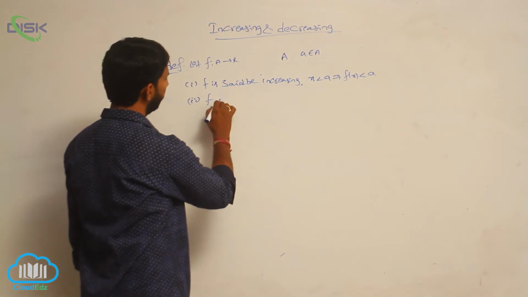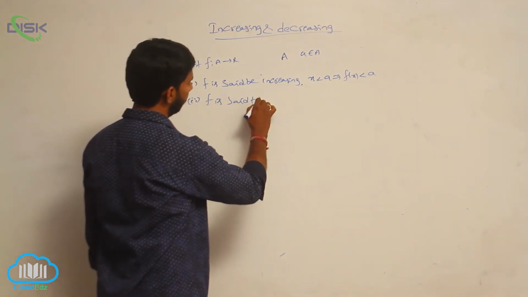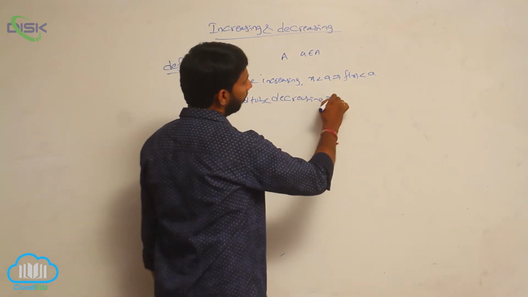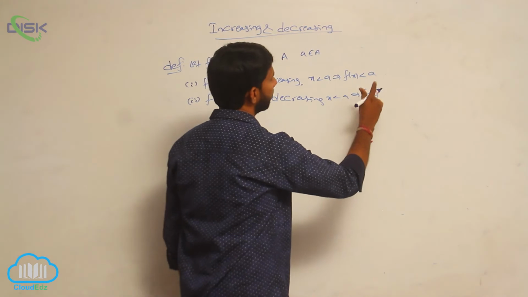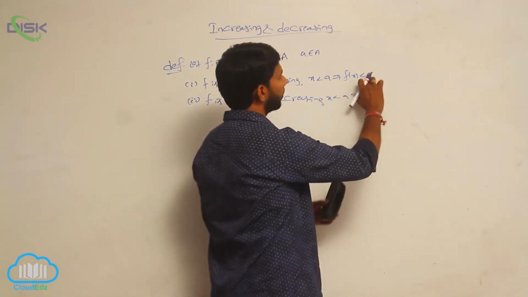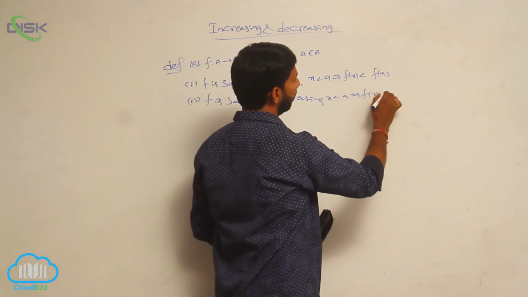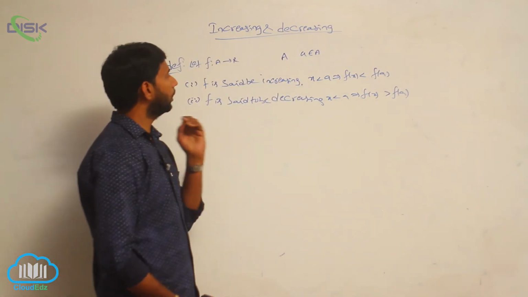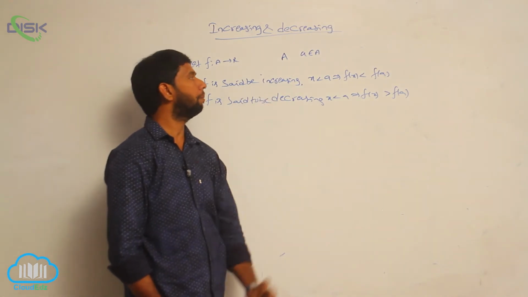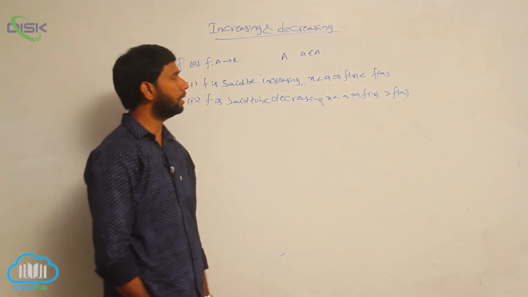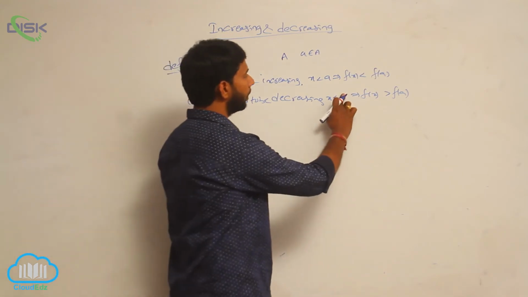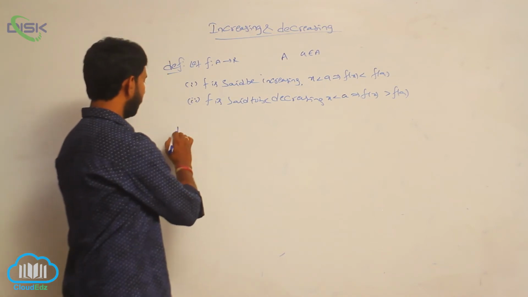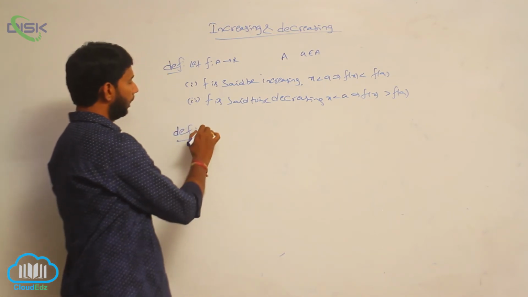F is said to be decreasing when x less than a implies f of x is greater than f of a. Simply, the function is said to be an increasing function when x less than a implies f of x less than f of a. When x less than a, f of x is greater than f of a, then the function is said to be decreasing.